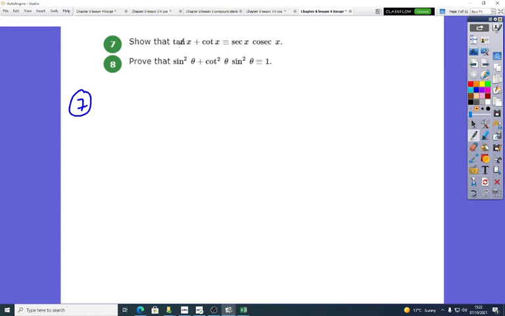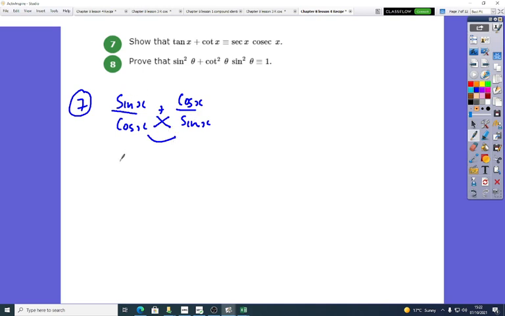Okay, so it goes: show tan x plus cot x is equal to sec x cosec x. So first of all, I'm going to change the tan to sine x over cos x. And I'm going to change the cot x into cos x over sine x. Now, when I'm adding fractions, you should cross multiply and then multiply the bottom to get them in the right form.